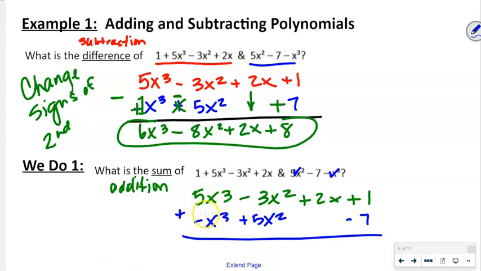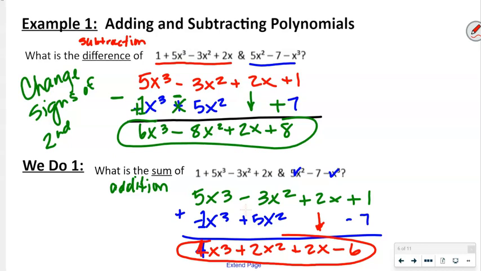Okay, so what is 5 minus, again, remember there's a 1 in front of there, so 5 minus 1 is 4, right? So this is going to be 4x to the third. 5 minus 3 is 2, so this is going to be 2x squared. Again, we're just bringing down our 2x plus our 2x, and then what is negative 7 plus 1? That's going to be minus 6. So there's our answer for this one.